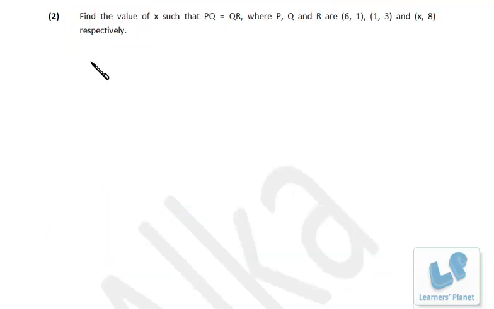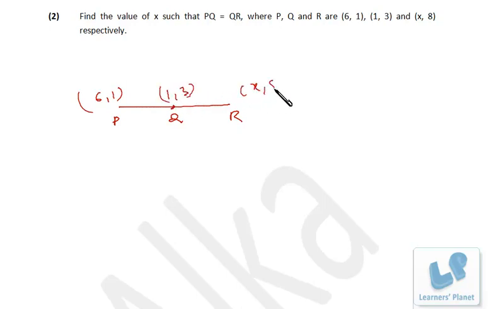Now let's see this problem. Find the value of x such that PQ is equal to QR, where P, Q and R are this and this respectively. Now PQ is equal to QR, that means what is happening? Here it's P, here it's R, and Q is the midpoint. So this is 6, 1, this is 1, 3, and this is x and 8.